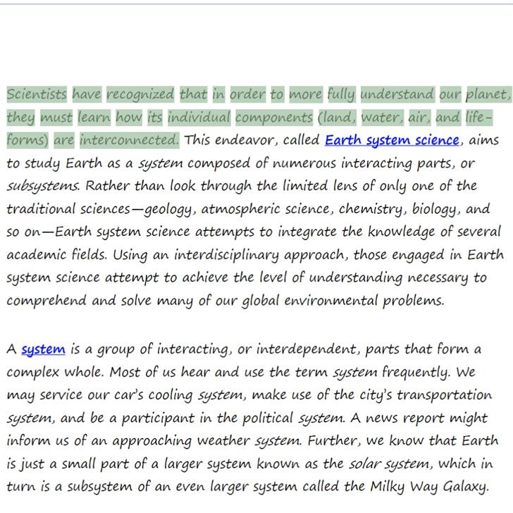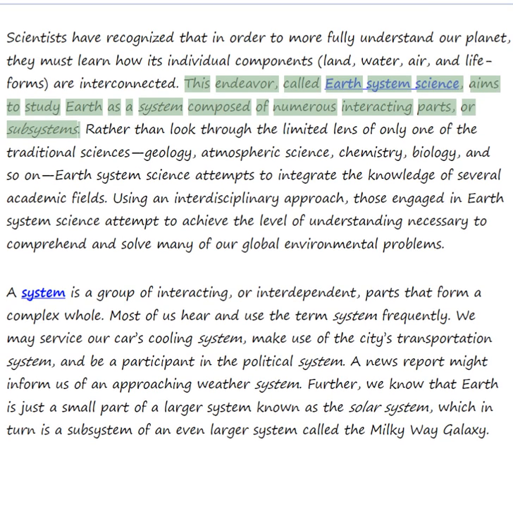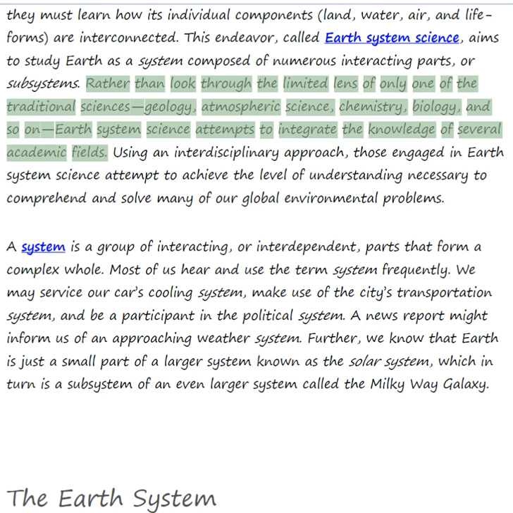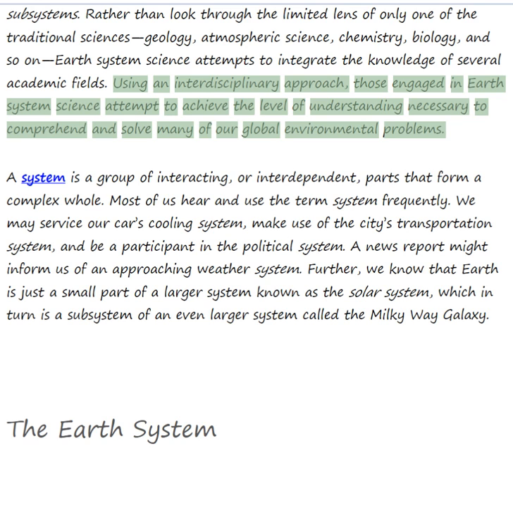Scientists have recognized that in order to more fully understand our planet, they must learn how its individual components are interconnected. This endeavor, called Earth System Science, aims to study Earth as a system composed of numerous interacting parts, or subsystems. Rather than look through the limited lens of only one of the traditional sciences, geology, atmospheric science, chemistry, biology, and so on, Earth System Science attempts to integrate the knowledge of several academic fields. Using an interdisciplinary approach, those engaged in Earth System Science attempt to achieve the level of understanding necessary to comprehend and solve many of our global environmental problems.